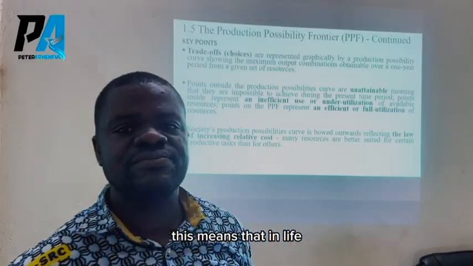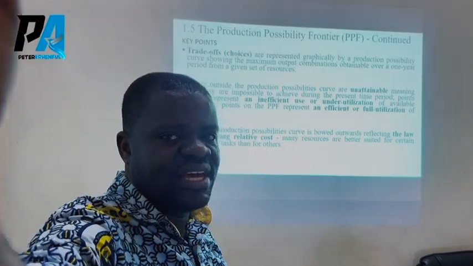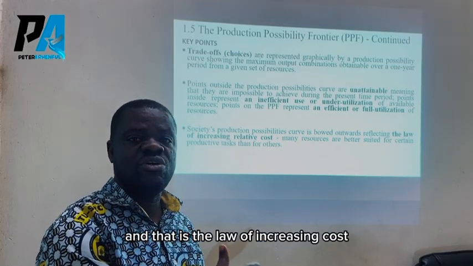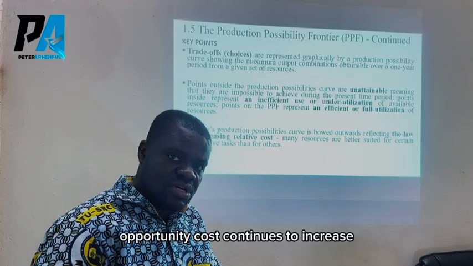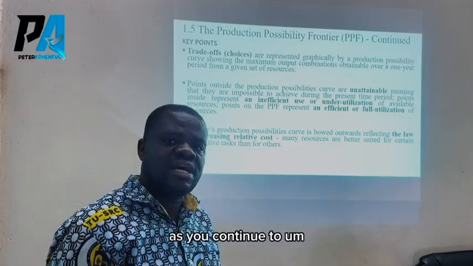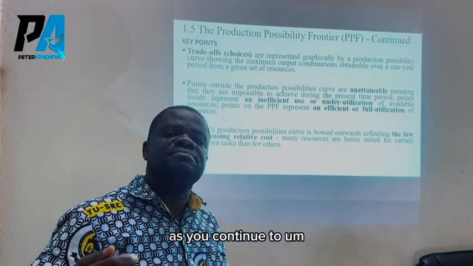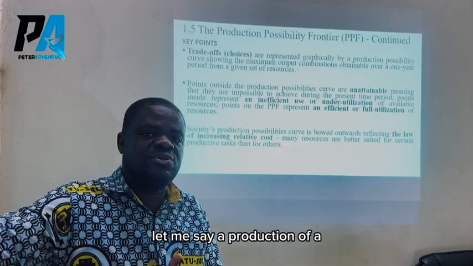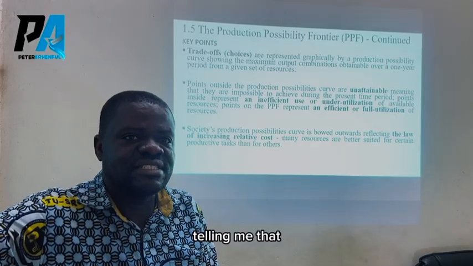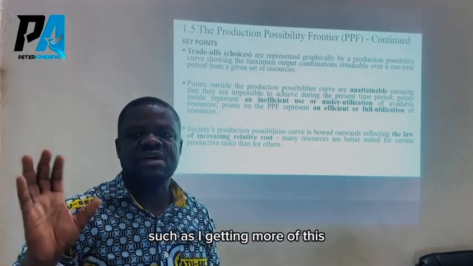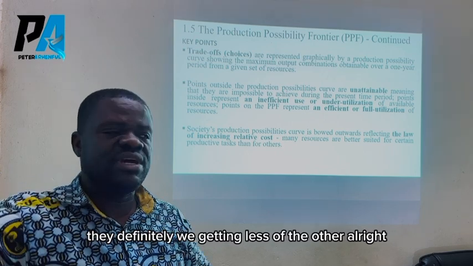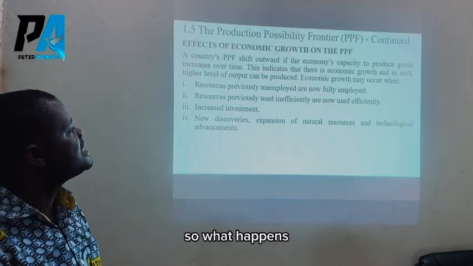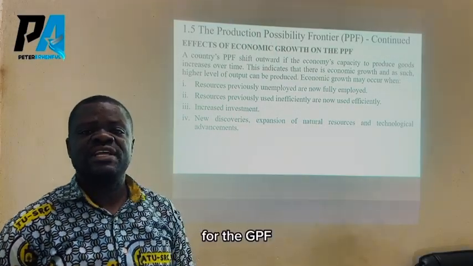This means that in life, you cannot have more of everything. As you are getting more of something, it means you are getting less of the other. And that is the law of increasing cost. Opportunity cost continues to increase as you continue to do something else. As you are increasing, let me say, production of A, then it means that each opportunity cost will be increasing. So as you are getting more of this, then definitely you'll be getting less of the other.